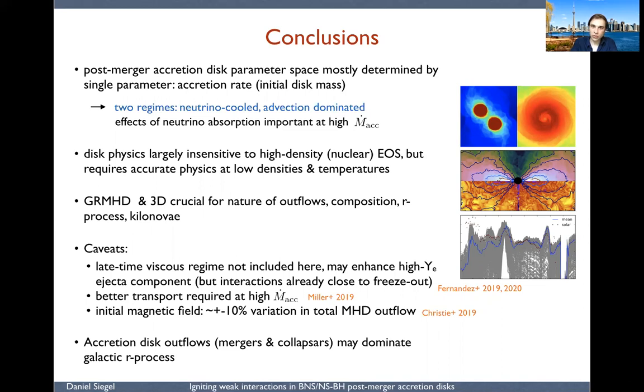So there's really two regimes here, neutrino cooled or advection dominated. You could argue there's a third regime at very high M dot where absorption becomes so important that it's mostly setting the YE of at least part of the outflow.